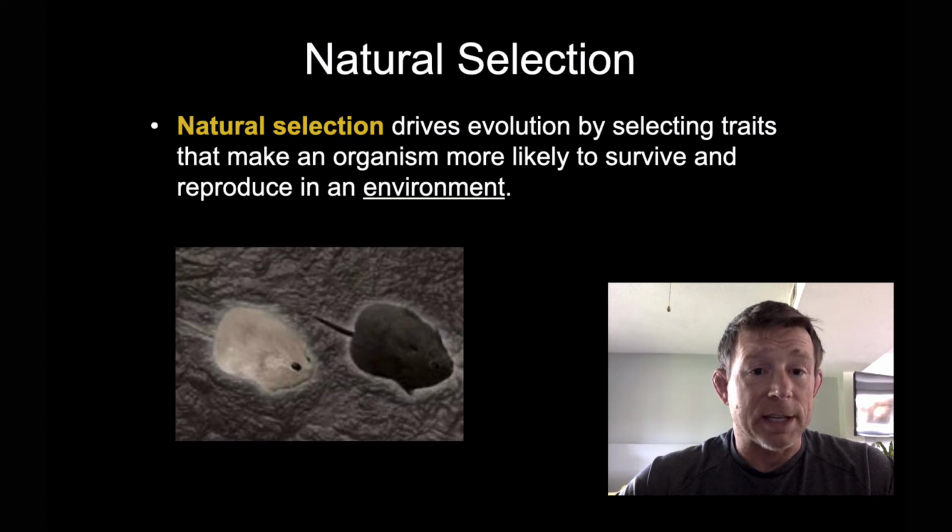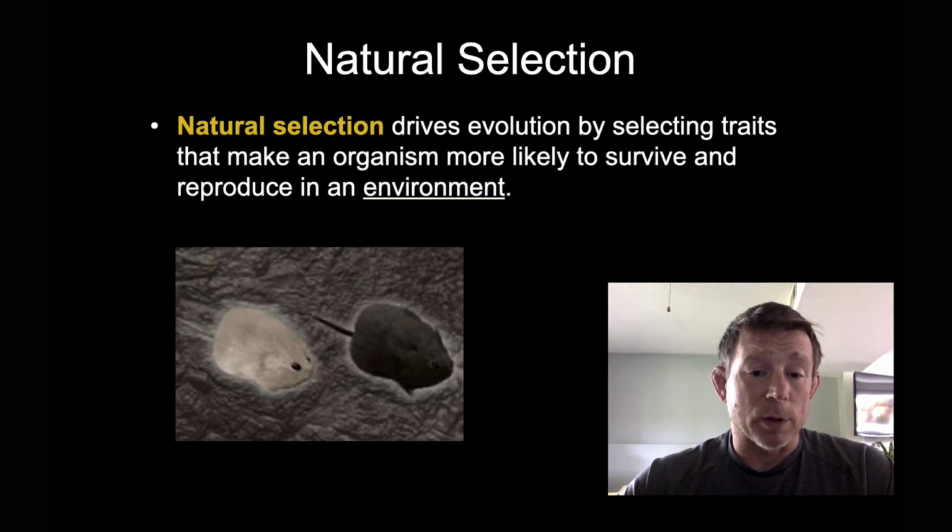And that's really the key idea. They have to reproduce in an environment to make more offspring with that similar trait. But what determines whether a trait is beneficial or not really depends on the environment. So think of the rock pocket mouse. The light-colored mouse on the sandy soil was beneficial. But on a dark-colored background, that light coloration was detrimental to the mouse, and the owls could pick them off.